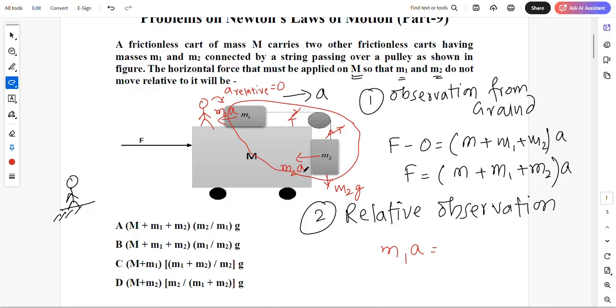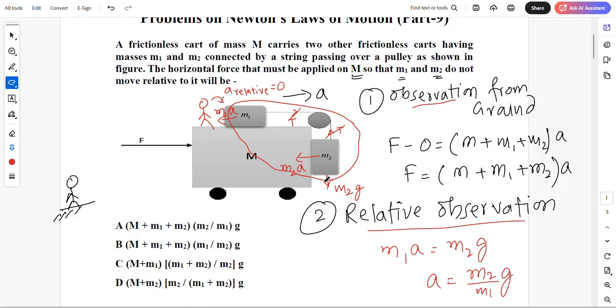This is the driving force and the opposing force. This is m2g is equal to m1a. m1a is equal to m2g, or I can write a is equal to m2 by m1 into g. Hope you understood. If you observe from ground, you are going to get F is equal to total mass into a. For relative observation, you have to go and stand here. A relative is equal to 0.